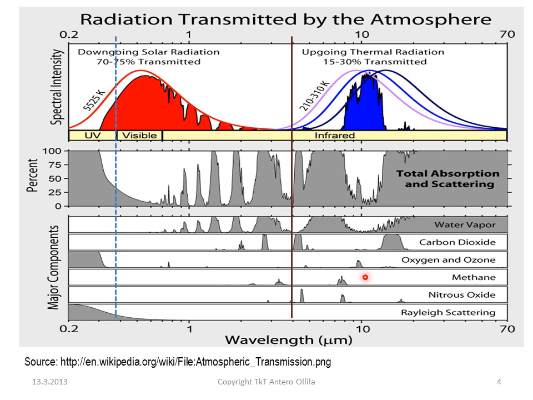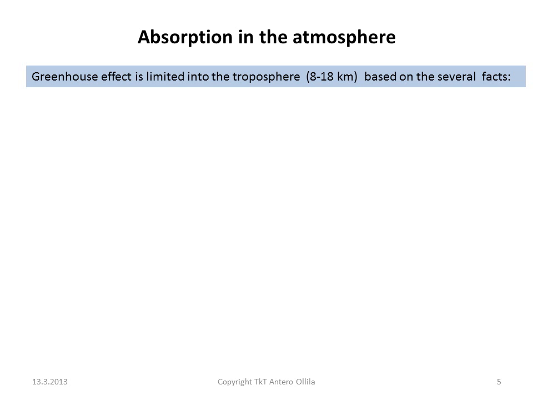Then we have methane. It has just one absorption peak around 7-8 micrometers, and at the same wavelength also nitrous oxide is absorbing. They are overlapping each other and overlapping with water vapor. So this is the general idea of what's going on with this radiation absorption in the atmosphere, and we are going to the details later on.